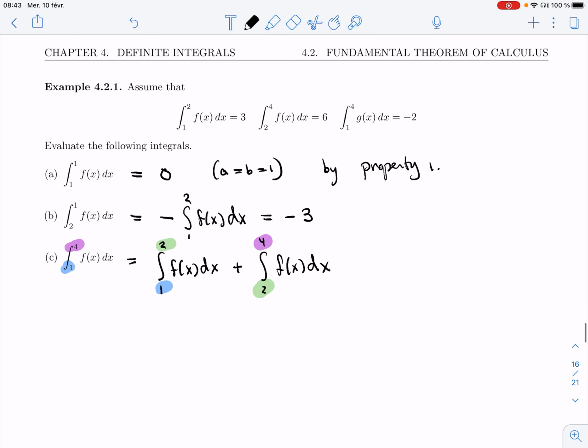All right, so I'm told that 1 to 2 is 3. I'm told that 2 to 4 is 6. So in total, I get 9.